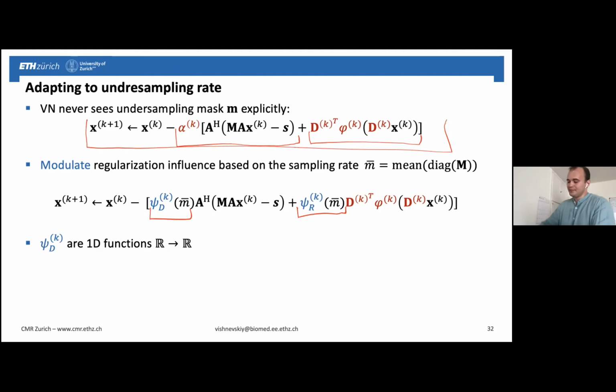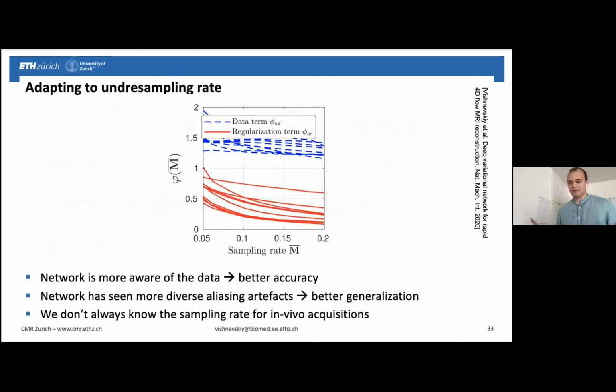So if we tune those modulators now, we can look at them. And this is also one of the advantages of the variational networks. We introduced some degree of freedom and we can actually analyze it. It's not just some neural network black box, it's just a 1D function. It's very simple to plot.